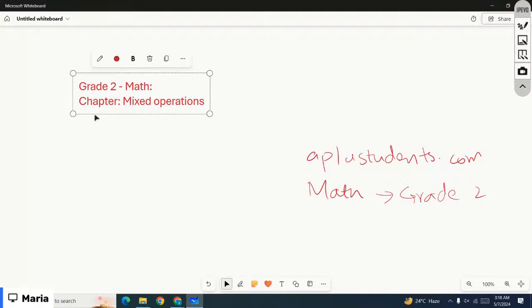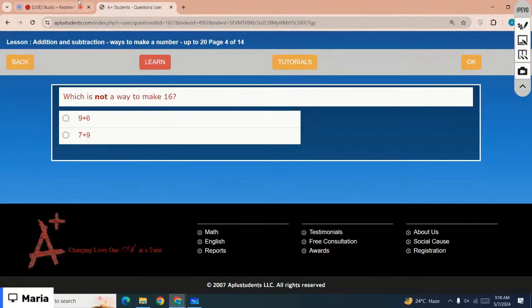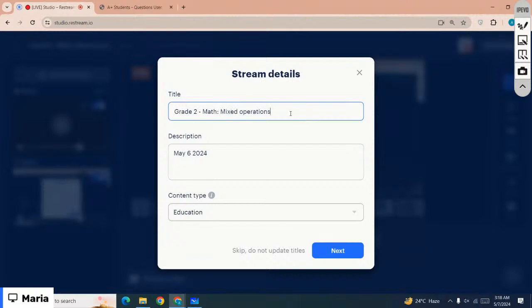We are working on grade 2 math. There is something wrong with the lesson name, maybe some technical issue I'm trying to fix, but we are on grade 2 math.